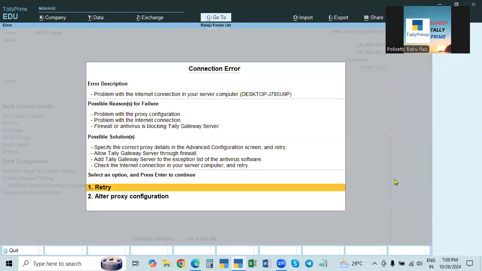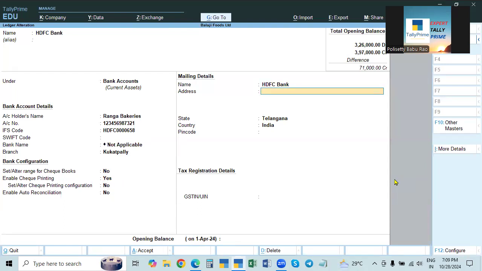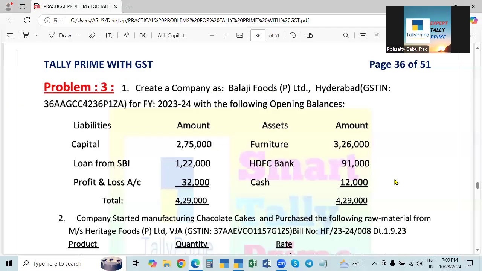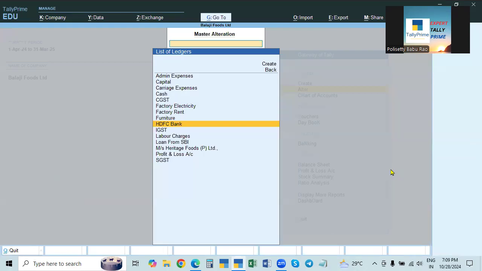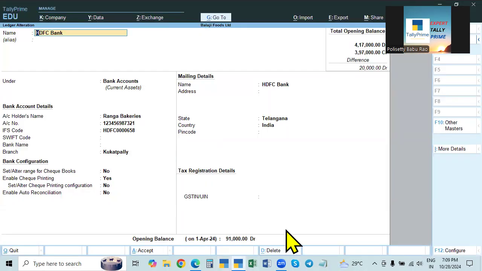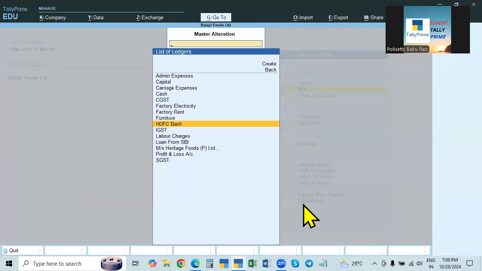And here we come to this side, and you can press Control End and come to the last amount, which is 91,000. This is the asset, and the dividend is also added to the debit amount. So these four are created, and when we create them, we enter the opening balance also. The other two, profit and loss account and cash, are already created, available by default.